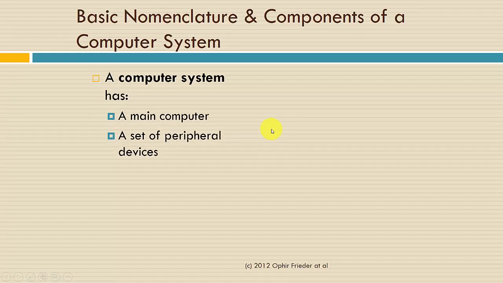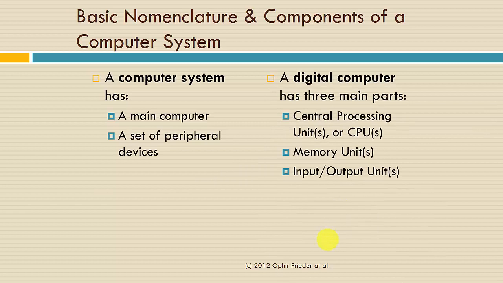Okay, basic nomenclature and components of a computer system. When we talk about a computer system, we're talking about typically some type of a box or something that houses the processing or the computer itself, along with a set of peripheral devices. And within the computer system itself, it has three main parts, typically something called a CPU or central processing unit. These are known as the brains of the computer.